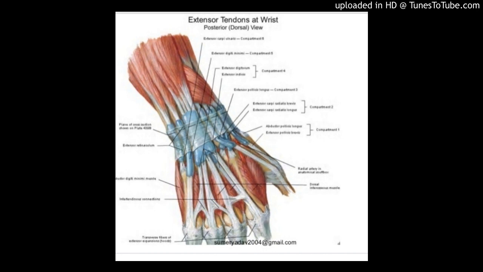Extensor tendon injuries. We will divide the lecture into different headlines. First, we will discuss the anatomy. Second, we will discuss the zones of injury. Third, we will discuss the zones of thumb injuries. Then we will discuss repair techniques, and then we will outline the compartments.